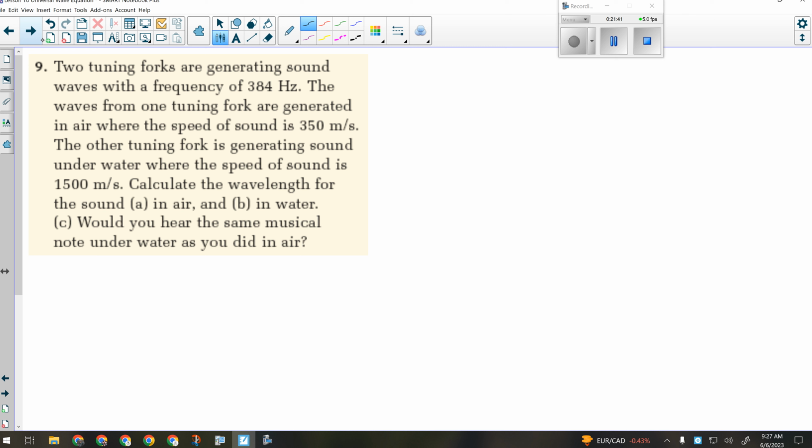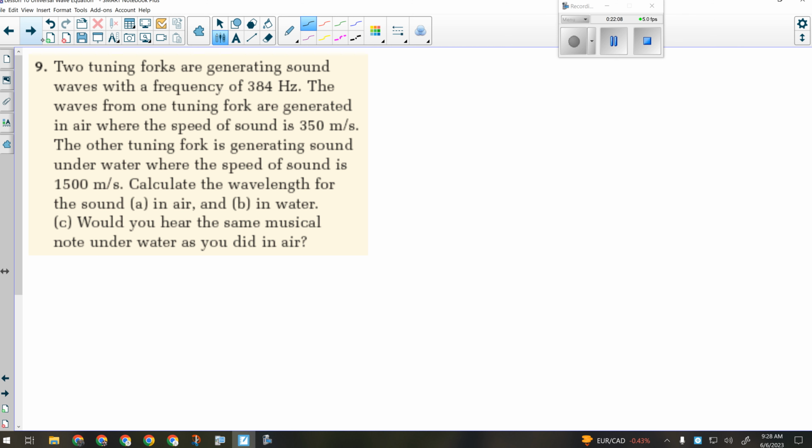Okay, so we won't actually do this question, but we'll talk about what the trick is with it. Two tuning forks are generating sound waves with a frequency of 384 hertz. The waves from one tuning fork are generated in air, where the speed of sound is 350 meters per second, and the other tuning fork is generating sound underwater. Well, this isn't the trick to the question. I've never seen a tuning fork work underwater.